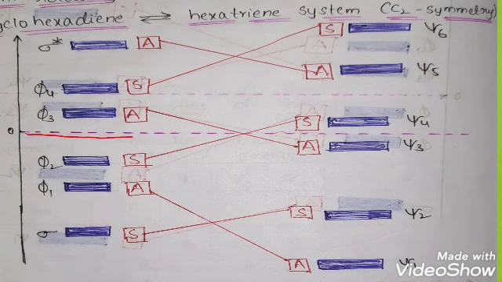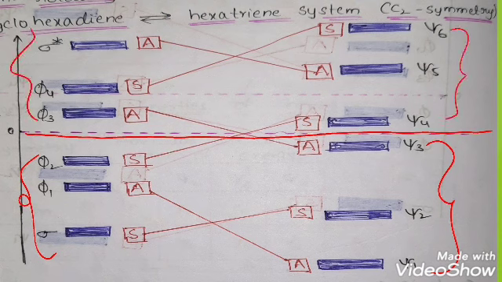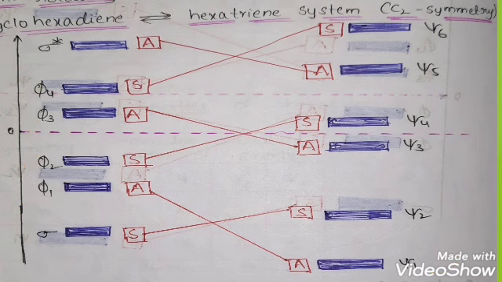This is the non-bonding line, and the orbitals present below the non-bonding line are ground state orbitals, and the orbitals present above the non-bonding line are excited orbitals. Now compare the orbitals. Here the ground state sigma orbital correlates with the ground state psi 2 orbital, and the ground state pi 1 orbital correlates with the ground state psi 1 orbital.